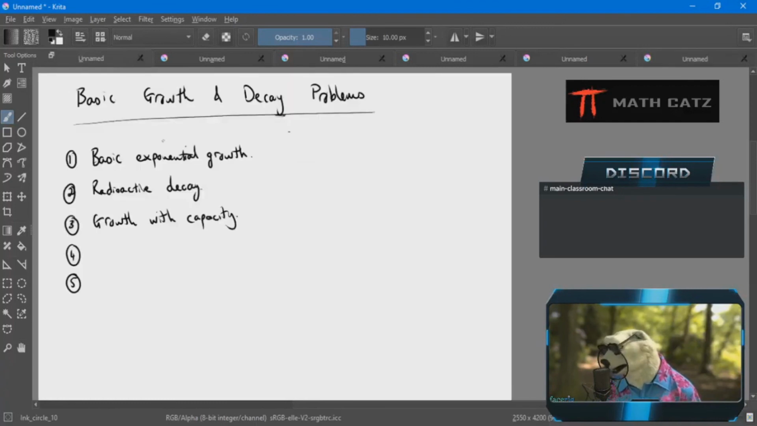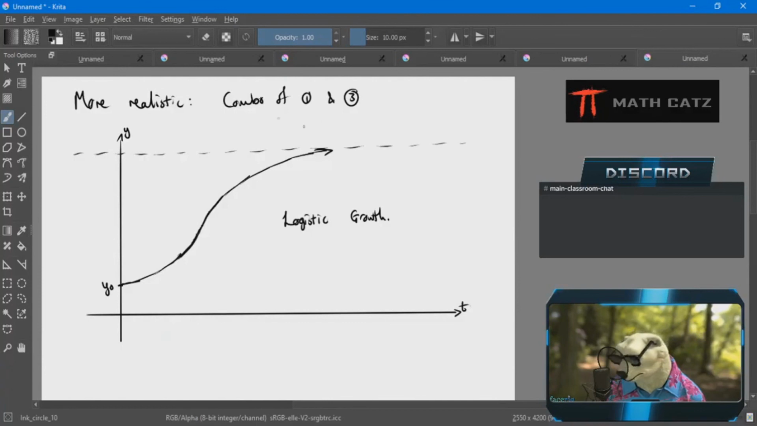So next time we will look at number 4 and number 5, other variations of growth and decay with still the same level of differential equation, eventually working our way up to something very realistic. All right.